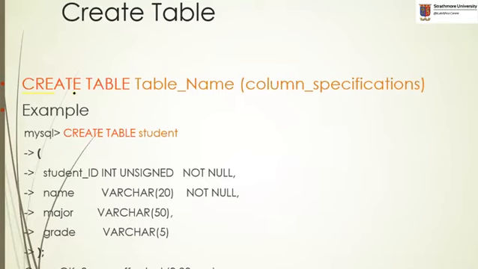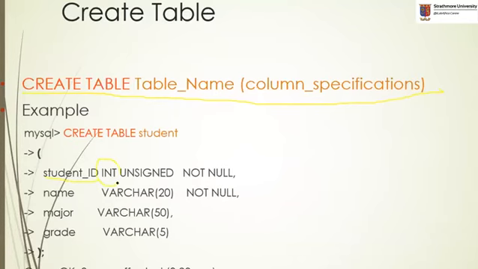So an example is given, which is create table. So this is the create statement for table. So you give the table name. What is the name of the table? And then you give the column specifications. So the example here is that you create a table called student. It has a student ID, and this is an integer.